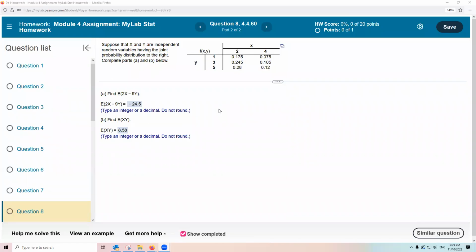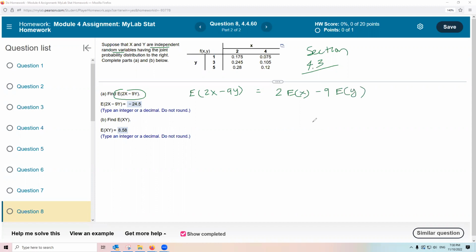All right, let me come to another example here. This is example question number 8. And it's telling us here that X and Y are independent random variables. And it wants us to find the expected value of this combination, 2X minus 9Y. So when you have a linear combination, by the way, this is in section 4.3 in the textbook, we can rewrite this as 2 times the expected value of X minus 9 times the expected value of Y.